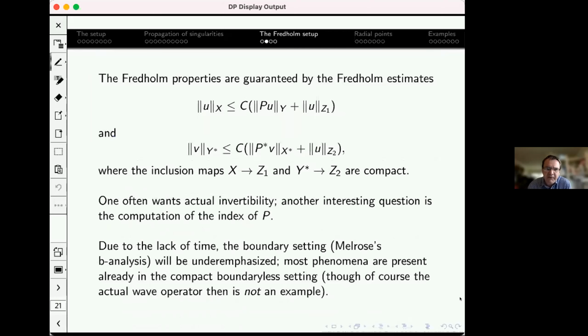Okay, so I just want to record that the Fredholm property really comes from a Fredholm estimate. So you have to estimate u in terms of Pu, where P is your operator, modulo some very weak norm of u. So basically the compact inclusion between X and Z1, and you need the dual estimate for the adjoint on the dual spaces. I will be underemphasizing the real non-compact settings. I would say something at the end, but I will be underemphasizing it because analytically it is exactly the same that's happening, and then I would have to say more.